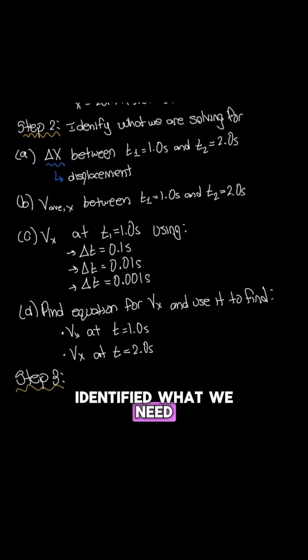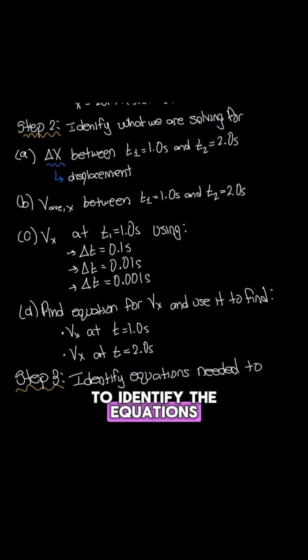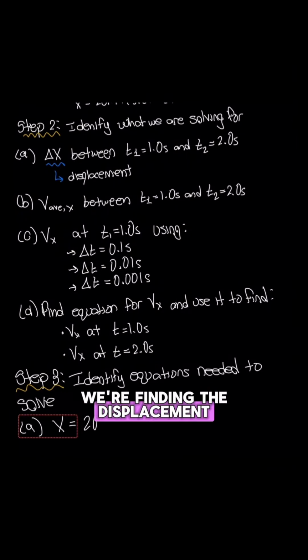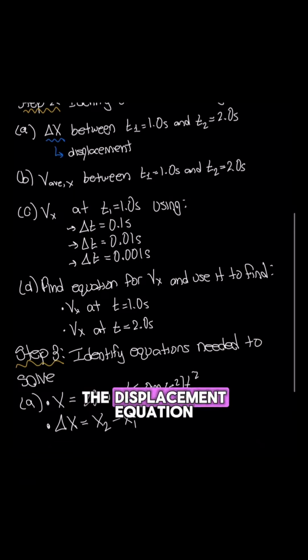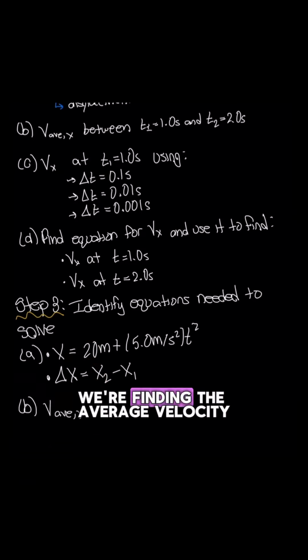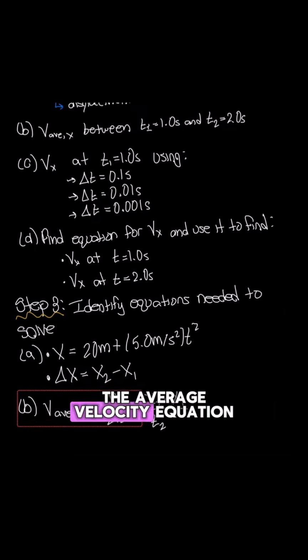So now that we identify what we need to solve for, the next step is to identify the equations needed to solve. So for part A, we're finding the displacement. So we're going to need the equation to find the position of the cheetah at the two different points. And then we need the displacement equation, which I also put there. And then for part B, we're finding the average velocity. So we're going to need the average velocity equation given there.